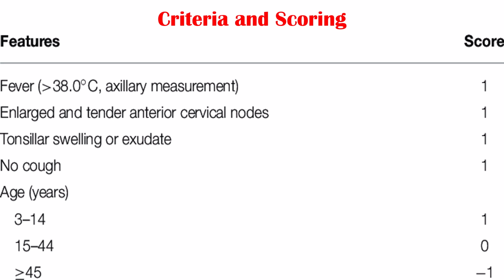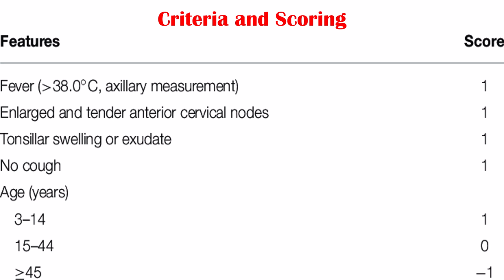The 5 criteria are fever, cervical lymphadenopathy, tonsillar swelling or exudate, cough, and age. If there is fever, or temperature greater than 38 degrees Celsius at axillary measurement, we give 1. If it's not there, we give 0. If there are enlarged and tender anterior cervical lymph nodes, we give 1. If there is no lymphadenopathy, we give 0.